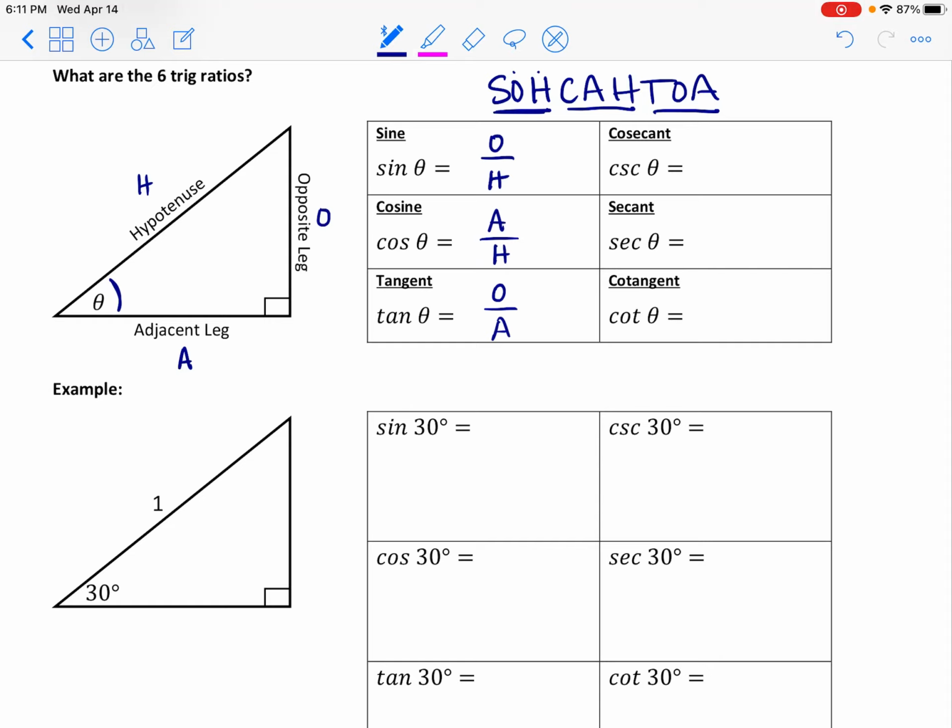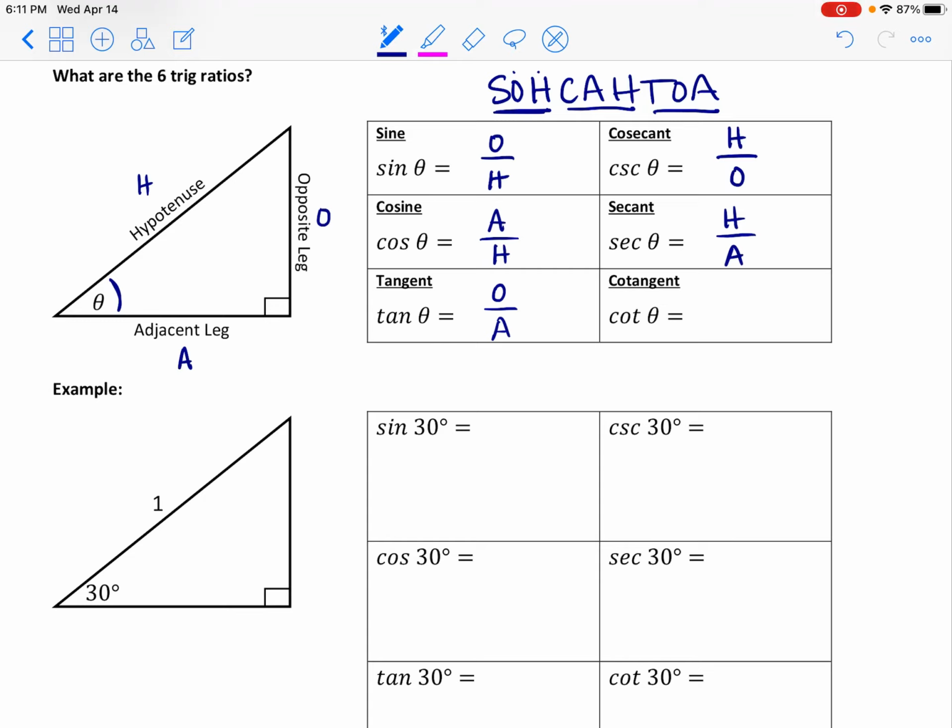The 3 new trig ratios that we're going to talk about are called cosecant, secant, and cotangent. And these 3 trig ratios are the reciprocals of the 3 that we already know. So cosecant is the reciprocal of sine. So if sine is opposite over hypotenuse, then cosecant is a ratio of the hypotenuse over the opposite leg. And then secant is the reciprocal of cosine. So if cosine is the adjacent leg over the hypotenuse, then the secant would be the hypotenuse over the adjacent leg.